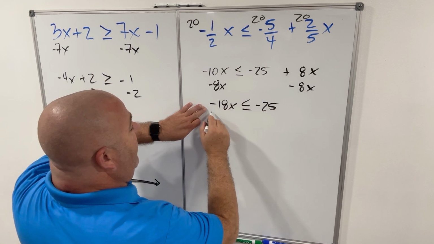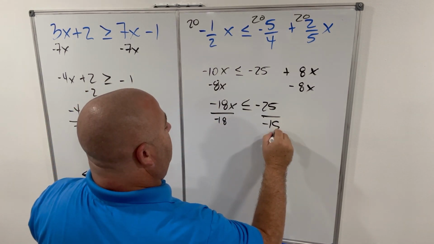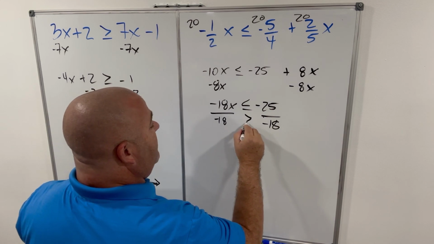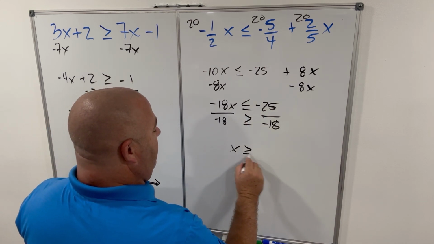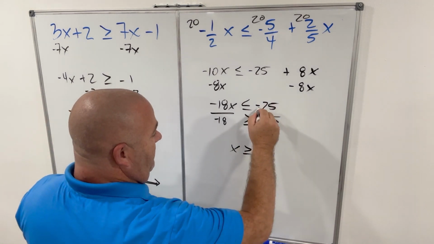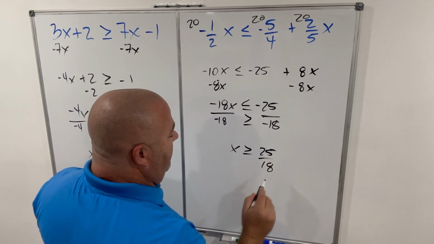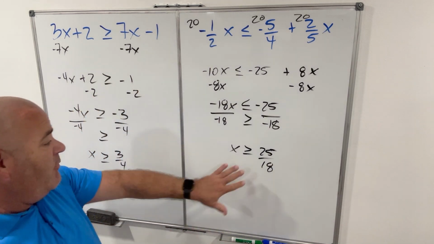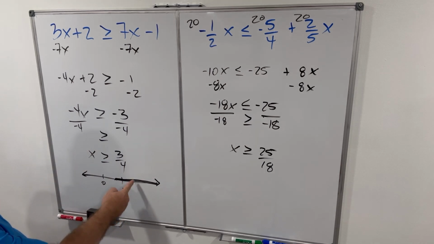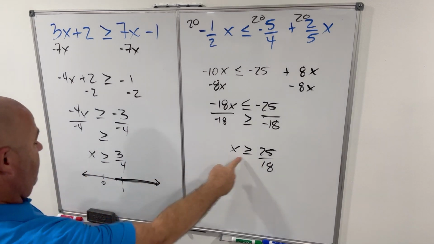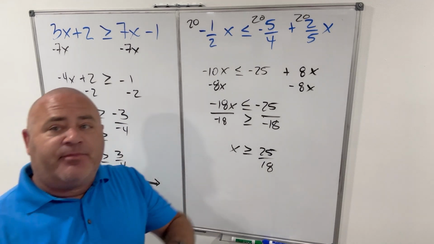Now we're going to divide now by a negative. Divide by negative 18. So this sign now needs to change to greater than or equal to. And that gives us x is greater than or equal to, negative over a negative gives us a positive, so 25/18. Okay, so again, if we were to graph this, it'd be very similar to this, except for it'll be greater than 1, but we're going to include everything greater than and including 25/18 and above.